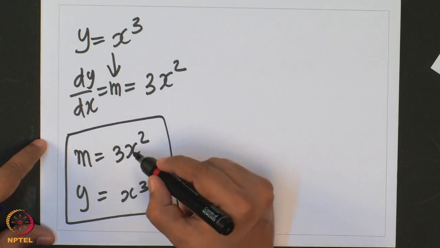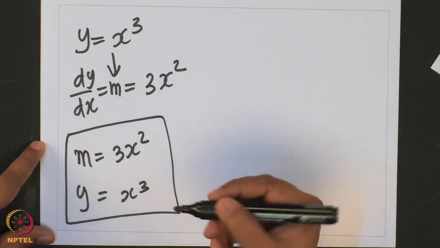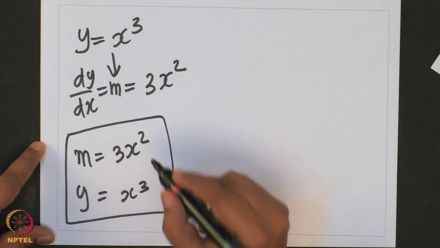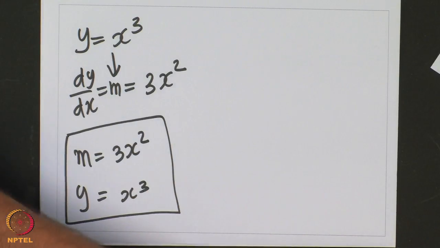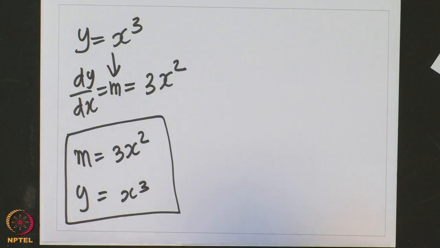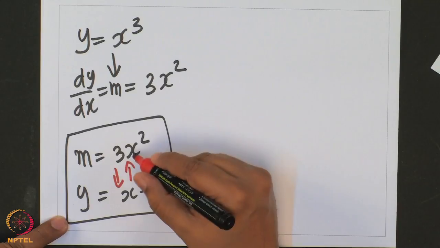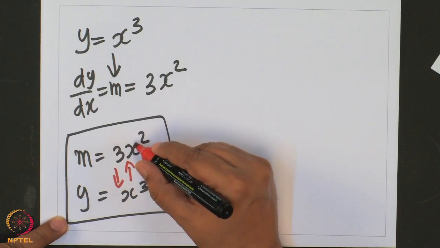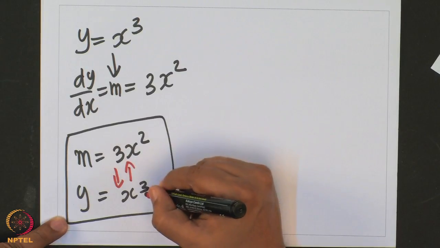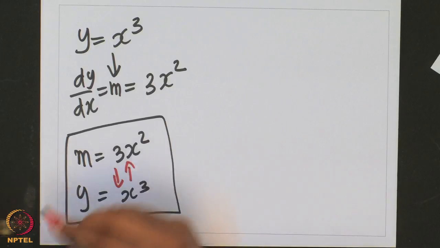And so if I integrate m, which is the slope, I should get x cube plus a constant. Everything is up to a constant, because as we said in the last class, if we add a constant, things don't change. So if we differentiate x cube, you will get 3x square, and if we integrate, we should get x cube.